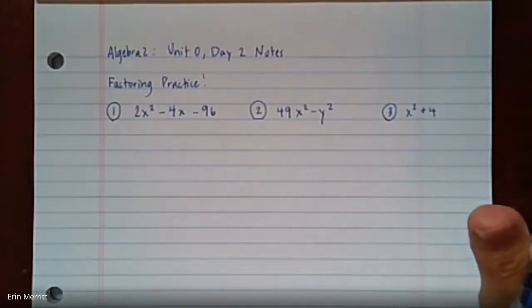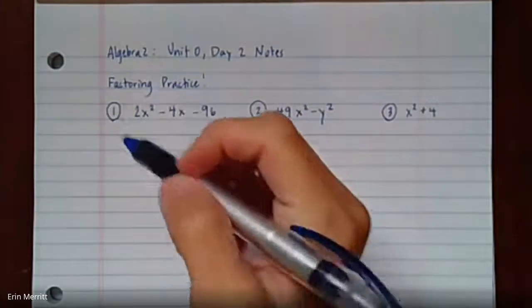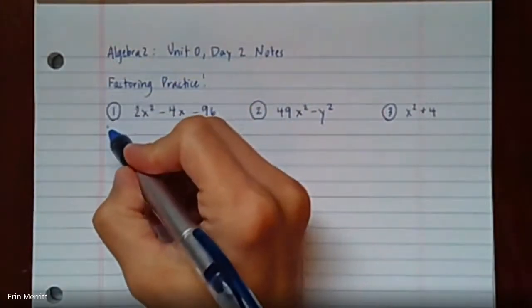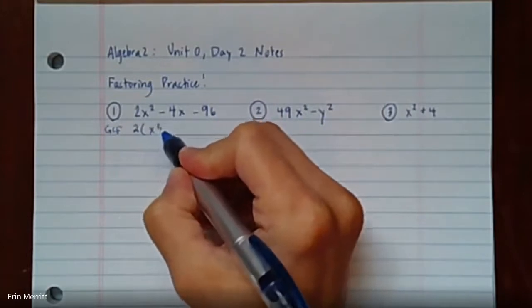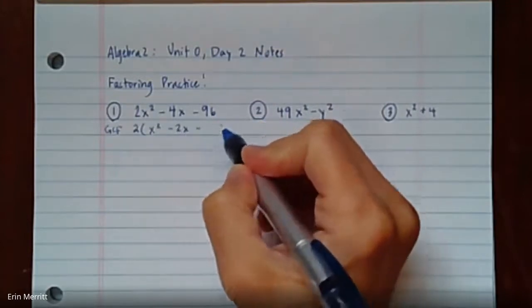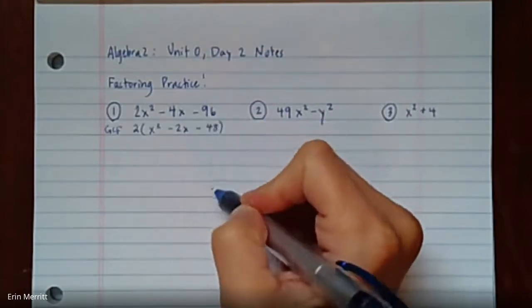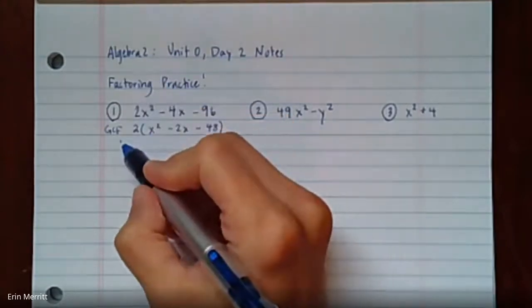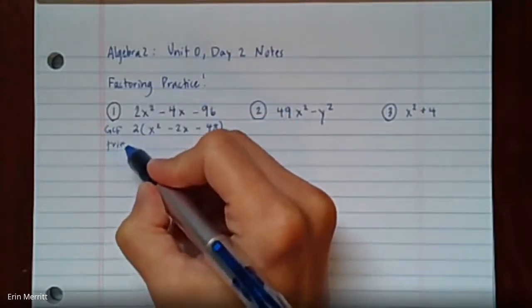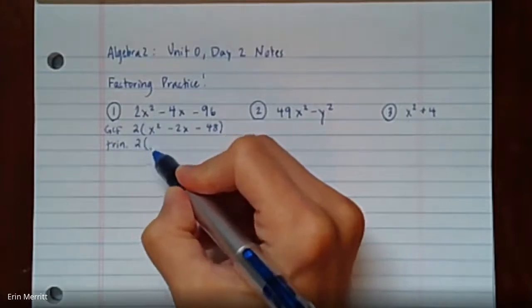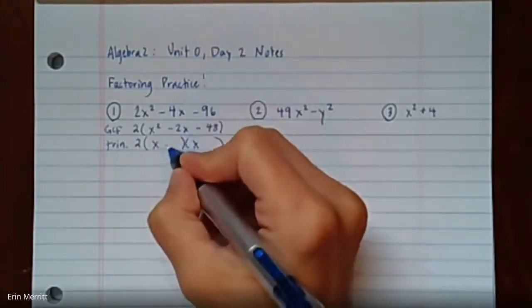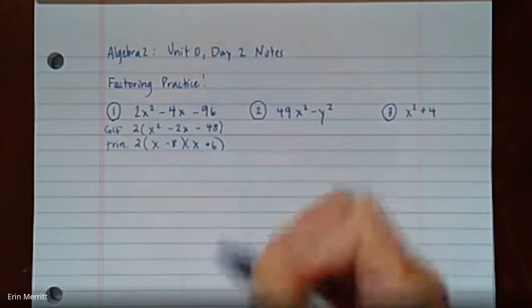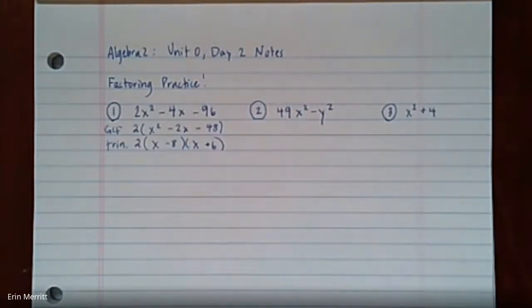Okay. So really quickly, going through it, the first one, you should be able to take out a GCF first. So take out 2, and then you have x squared minus 2x, and then half of 96 is 48. Then it's trinomial factoring, all right? And so I can then split this to be x, and then minus 8 plus 6. So hopefully your answer matches.